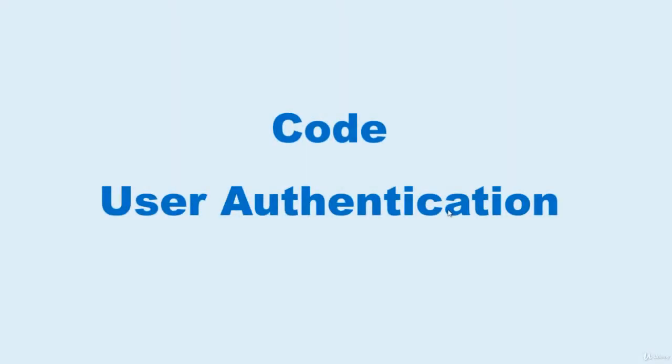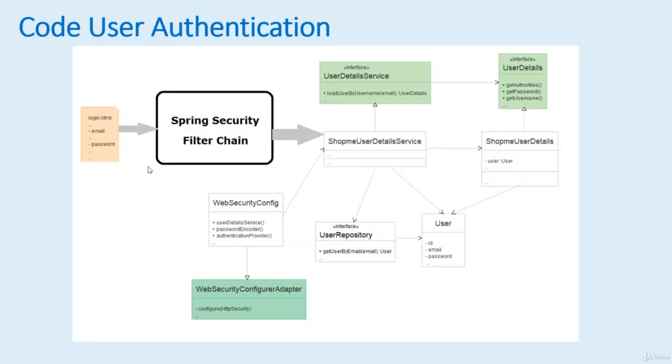Next, we are going to write some code that configures Spring Security for user authentication. This class will help you understand the configuration that needs to be done in order to implement user authentication. So far, we have the user entity class, the user repository interface, and web security config with minimum configuration that configures a custom login page.